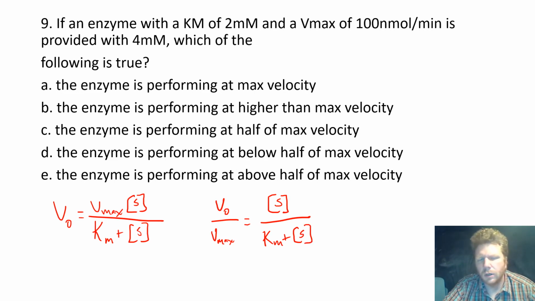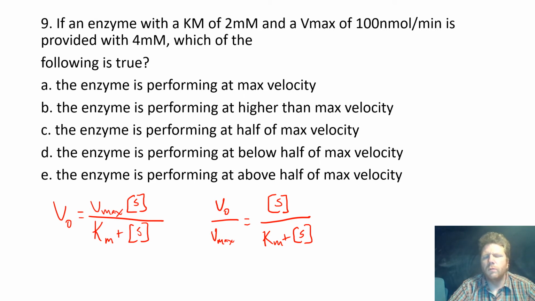Now at this point in time, it might be worthwhile to look at our answer options. Answer option A is the enzyme is performing at max velocity. B, the enzyme is performing at higher than max velocity. C, the enzyme is performing at half of max velocity. D, the enzyme is performing at below half of max velocity. And E, the enzyme is performing at above half of max velocity.